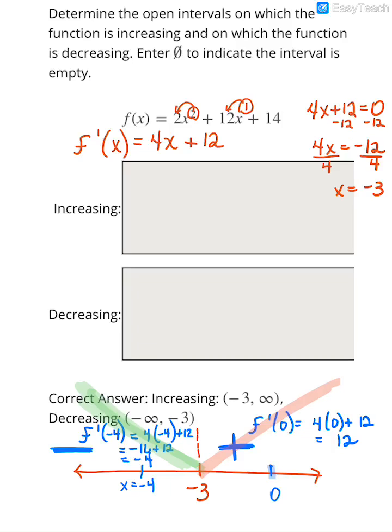So now when I go to write my intervals, I see this particular graph increases from an x value of -3 to +infinity, and it decreases from -infinity to the x value of -3.